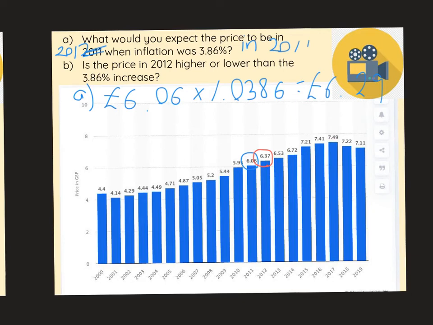So overall, the cost of going to the cinema has increased, because you would generally say the cost of living goes up by 3.86%, so your wages will probably go up by that amount, but the cinema's gone up by more than that. And there's other reasons as to why that might happen.